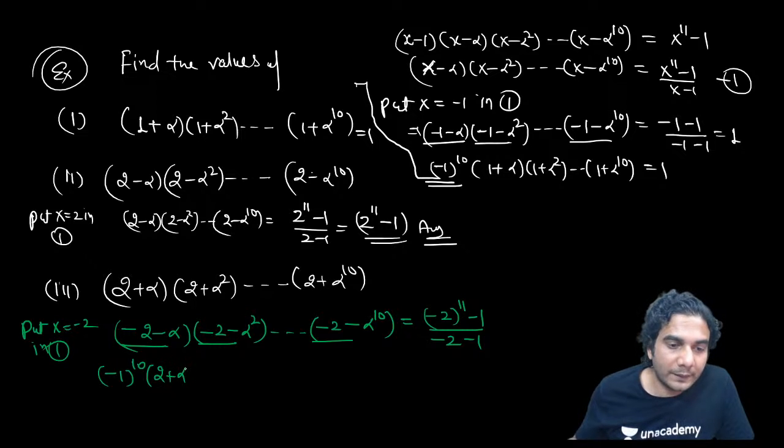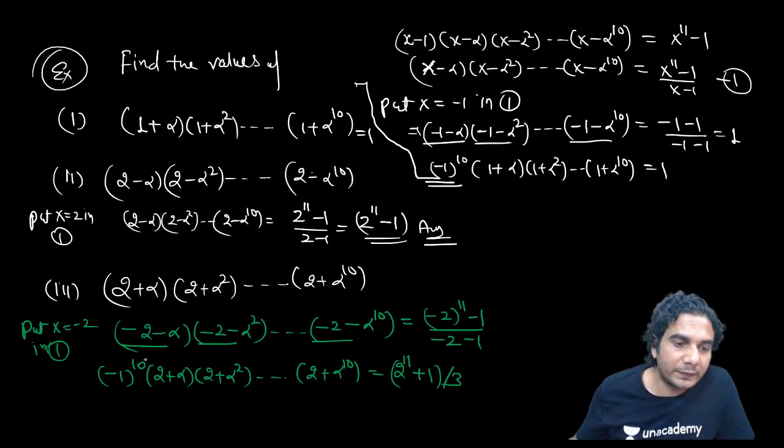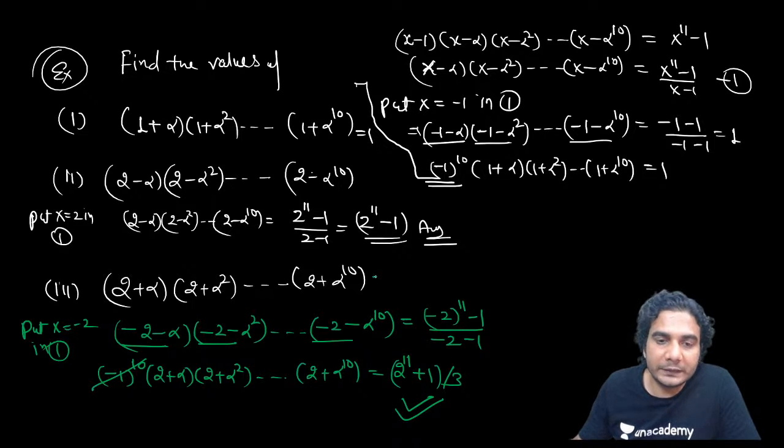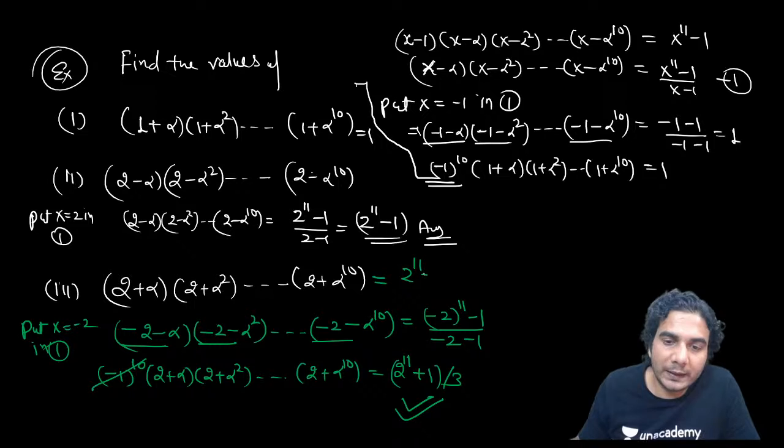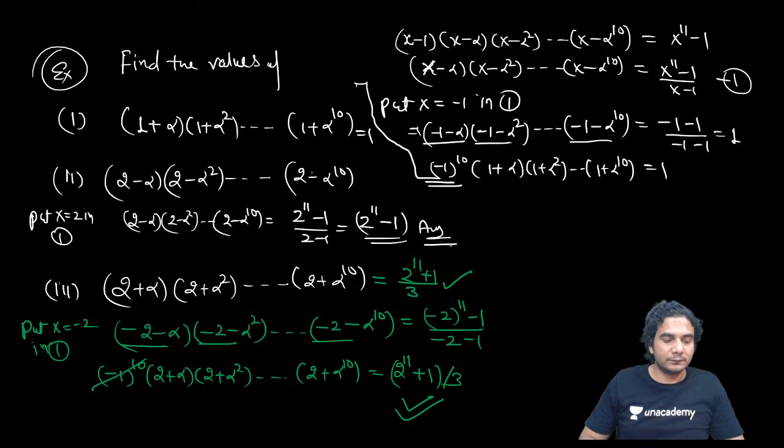It is now (2 plus alpha)(2 plus alpha square) and so on (2 plus alpha raised to 10), all right, is equal to, you can take minus sign common from numerator and minus from denominator. So it is going to be 2 raised to 11 plus 1 whole divided by 3, okay? And this will become plus 1. So this is the answer only, all right? This is the correct answer. So this value is equal to 2 raised to 11 plus 1 whole divided by 3. All right? That is the value.